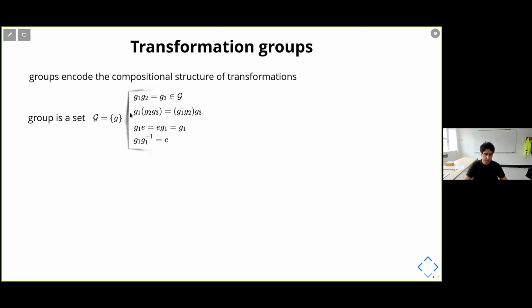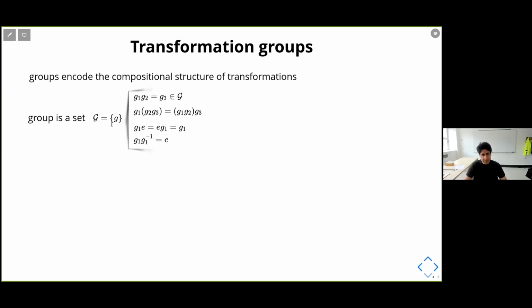We can formalize this notion. So we start with the definition of a group. We say a group is a set with a binary operation. So we have a group G, a set of elements, lowercase g, such that they compose with each other, and the set is closed under the composition. We have associativity. We have an identity element and a unique inverse for each element in the group.